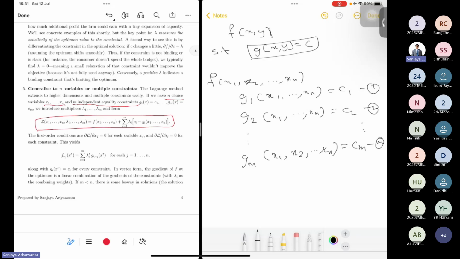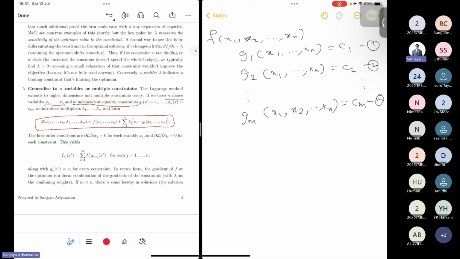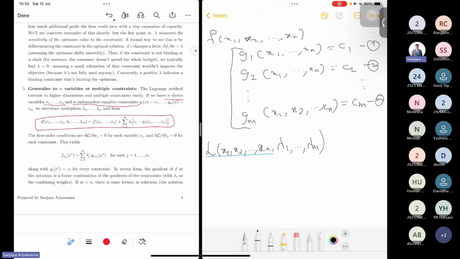So in that case, how would you form your Lagrangian is what I have given here. Your Lagrangian is a function of x1, x2 up to xn. You have n choice variables. Since you have m constraints, you introduce m number of Lagrangian multipliers. For each constraint, you have to introduce a Lagrangian multiplier. So that is why we write this down as your objective function.